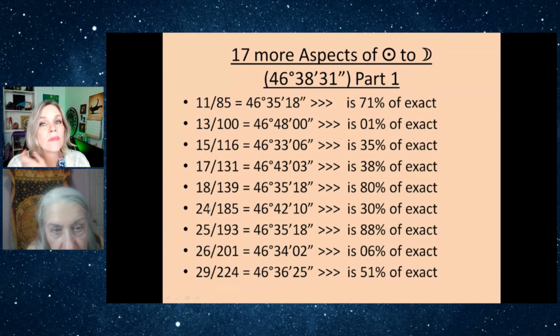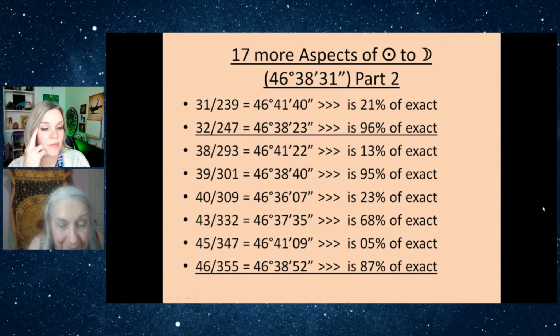Notice that some of them are very, very weak. Like, look at this 13/100, 1%. That means it's barely within orb. Then you've got 25/193, which means vibration 193 is pretty exact. You're going to have a fairly tight conjunction there. It's 88% of exact. Okay, but this is only part of them. Here's the rest of them.